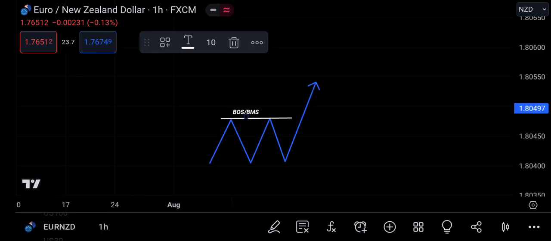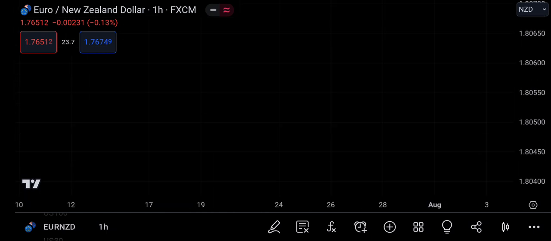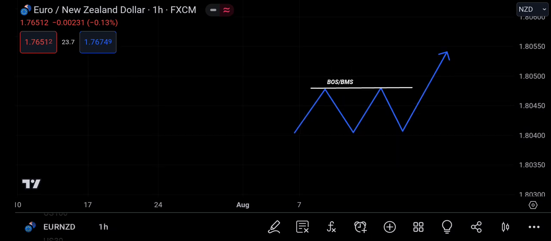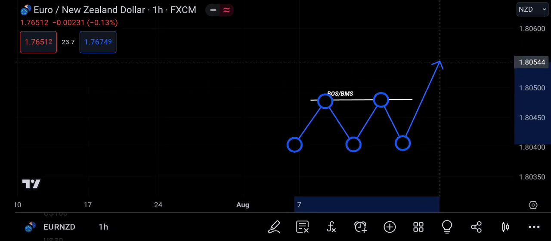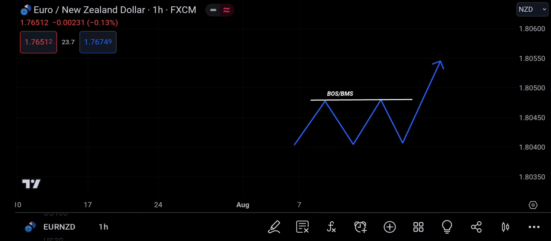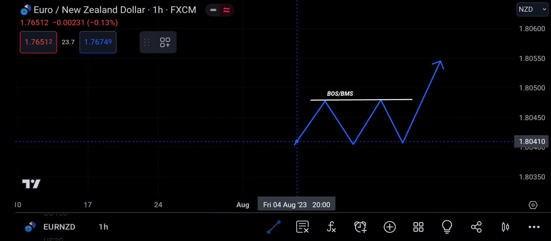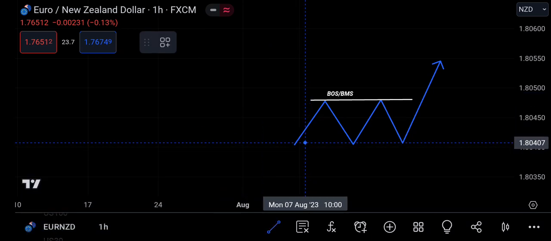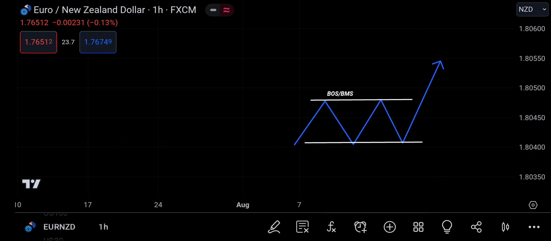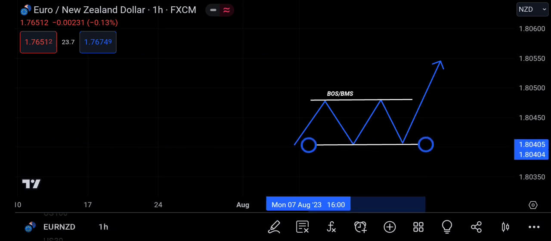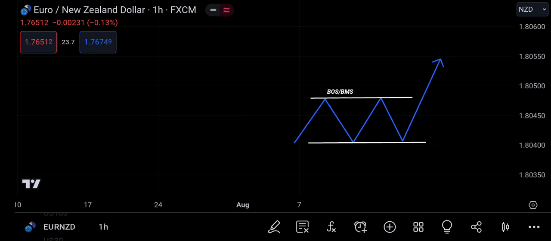So this is a break of structure. If the market takes a high, that's a valid break of structure, a perfect break of structure. What do we have beneath here? We have equal lows resting beneath the break of structure.